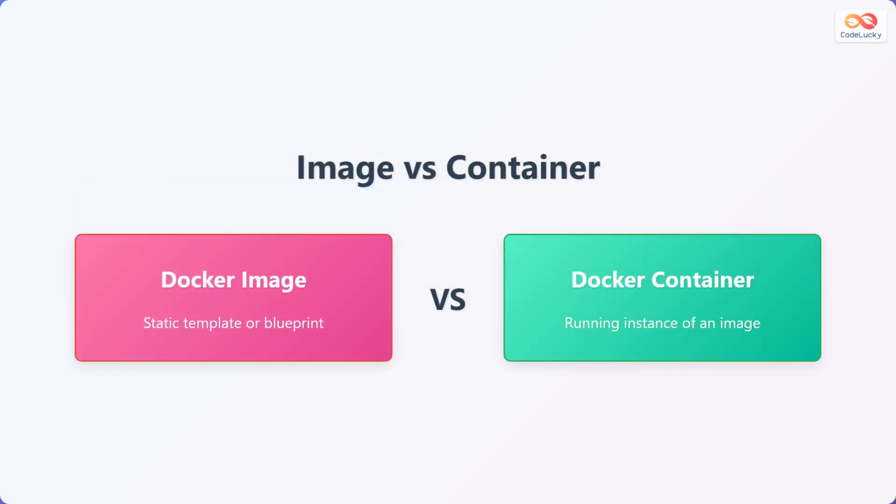It is important to understand the difference between a Docker image and a Docker container. A Docker image is a static template or blueprint, while a Docker container is the running instance of that image.